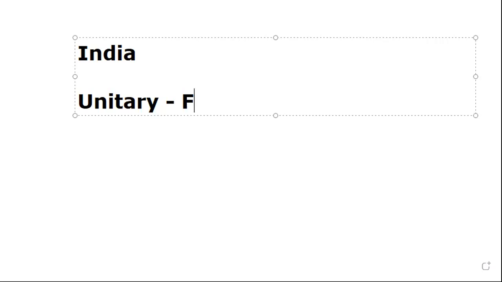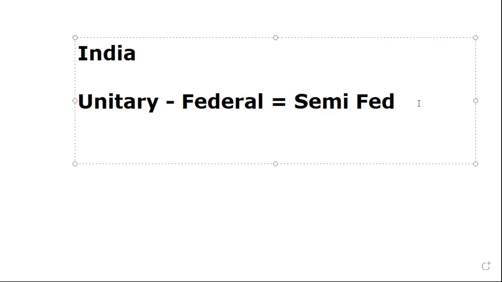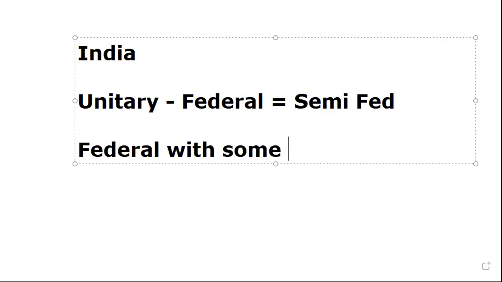They don't specify whether their country is unitary or federal, which is why we have to come up with the idea that they are semi-federal. That's what we use. But for the sake of the lesson, we consider them a federal country. After all, they have regional governments, right? It's a question whether India is a unitary country with federal features, or a federal country with unitary features. Here we are going with the assumption that it is a federal country with some unitary features.